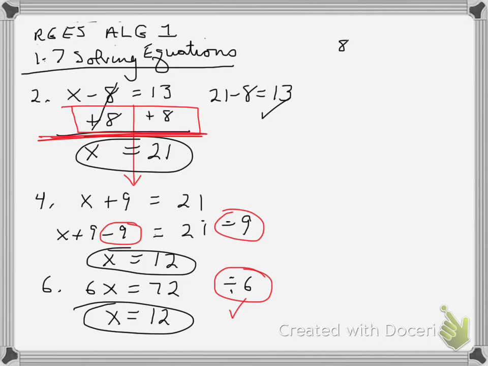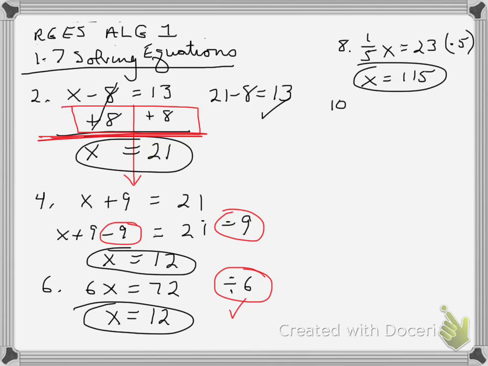Number 8 says 1/5 x equals 23. What do I have to do? Multiply by the reciprocal, which is multiplied by 5. Okay, showing me my step that I'd have to do to both sides of the equation. I would get 115 more. Okay. If I were to divide 115 by 5, I would get 23. So that indeed is correct.